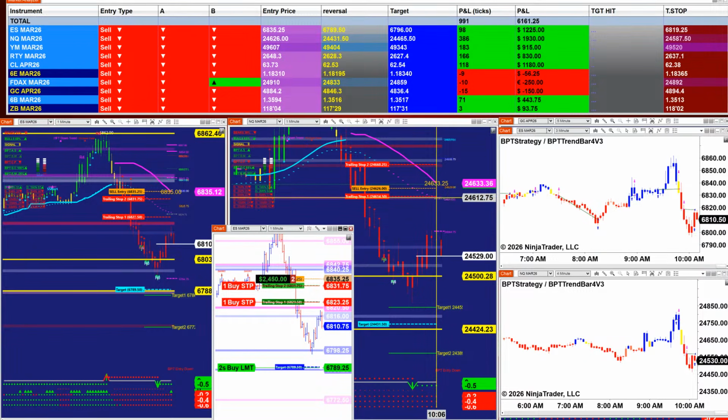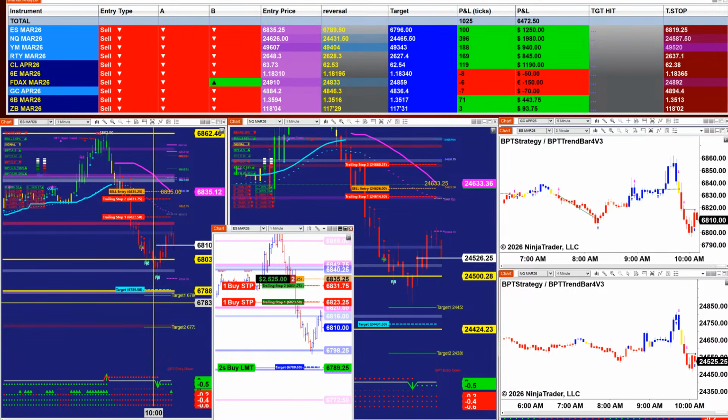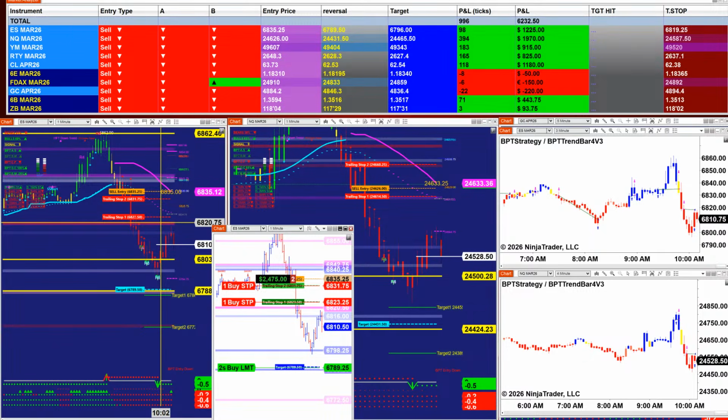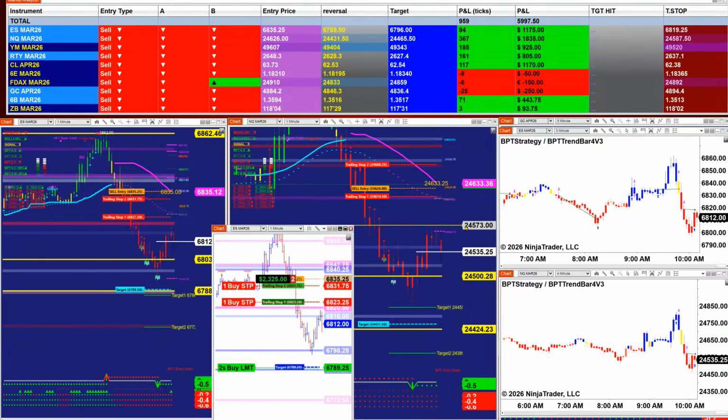And this is a very good re-entry. And on the ES, it didn't even go up, it got rejected from the resistance at 6820. So it's only short. You should not take any long trade.